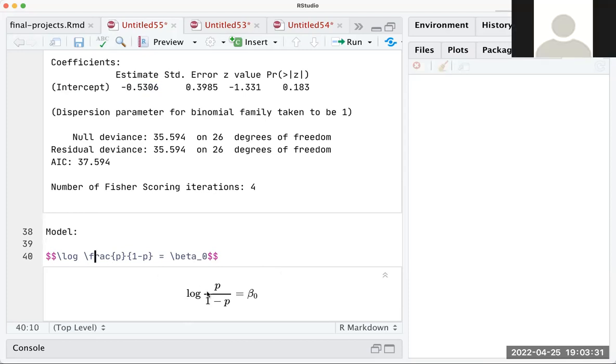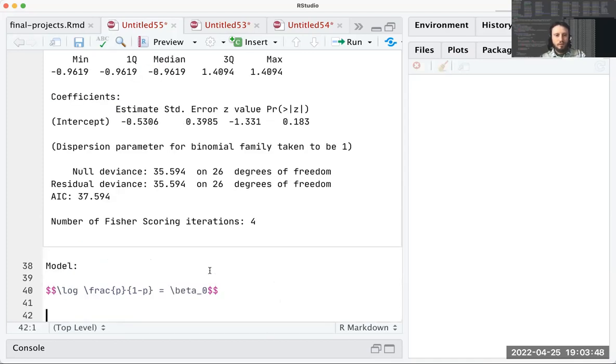Beta naught. Actually, there are not many variables here. We can reconstruct p from this beta naught. Can you try to do it? Just find the value of p.